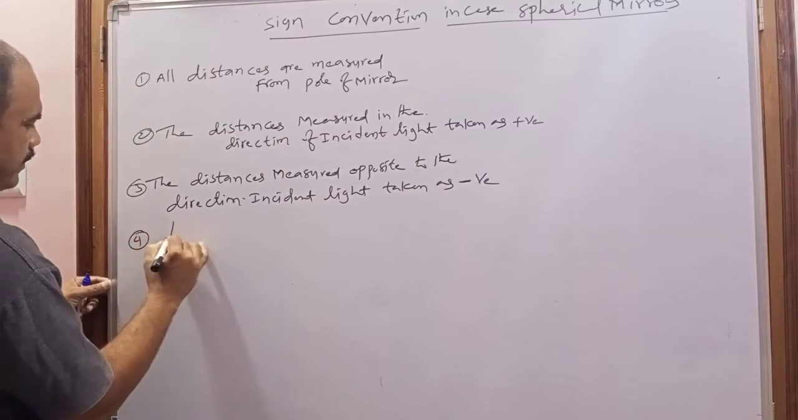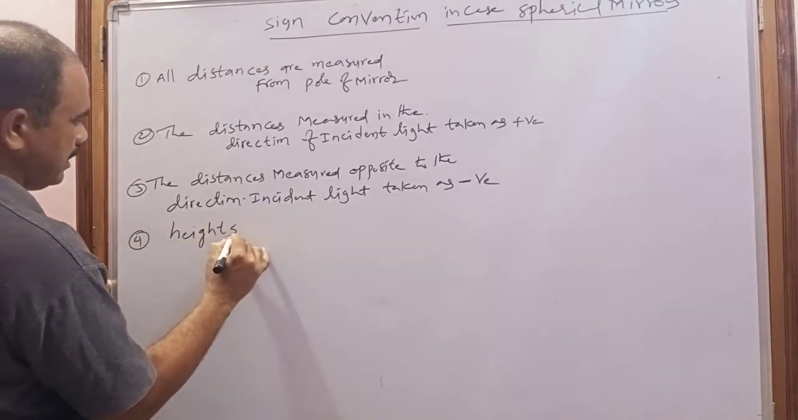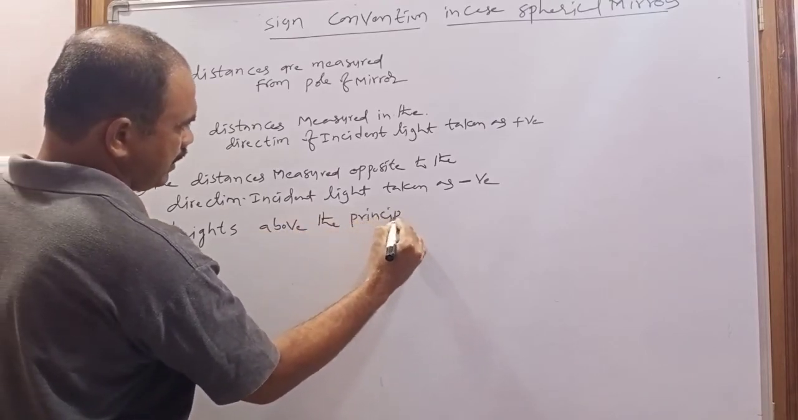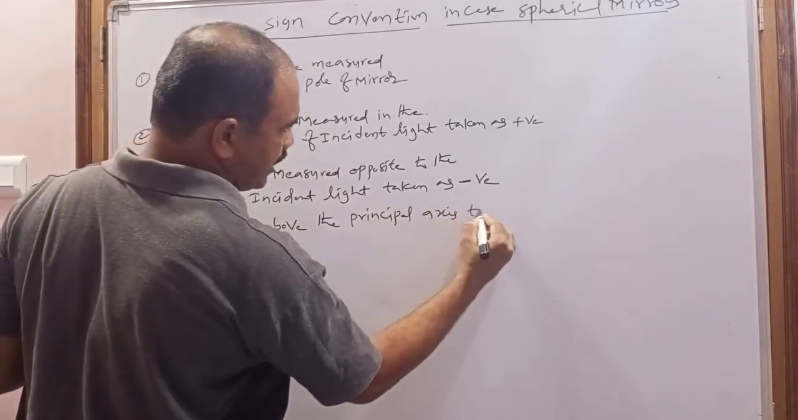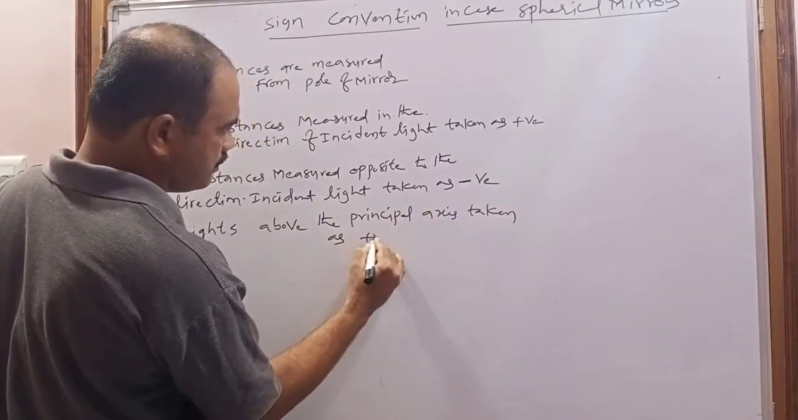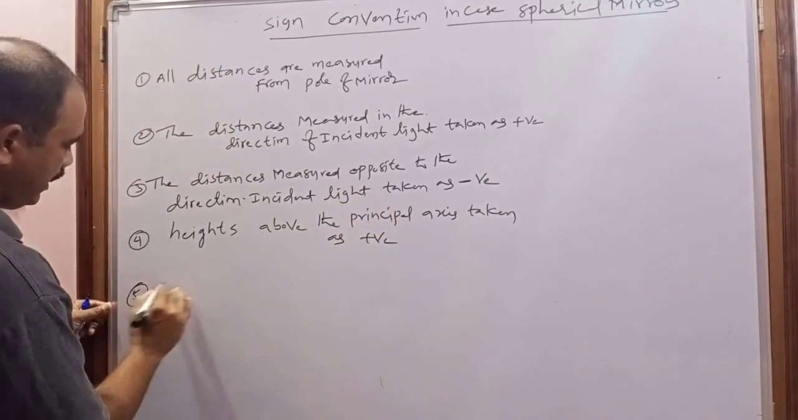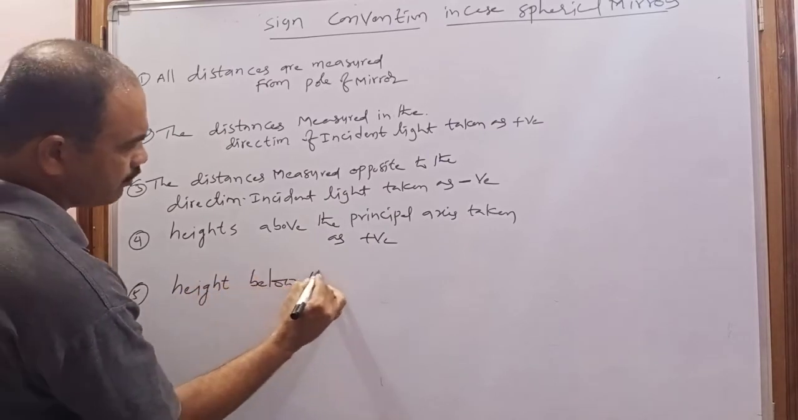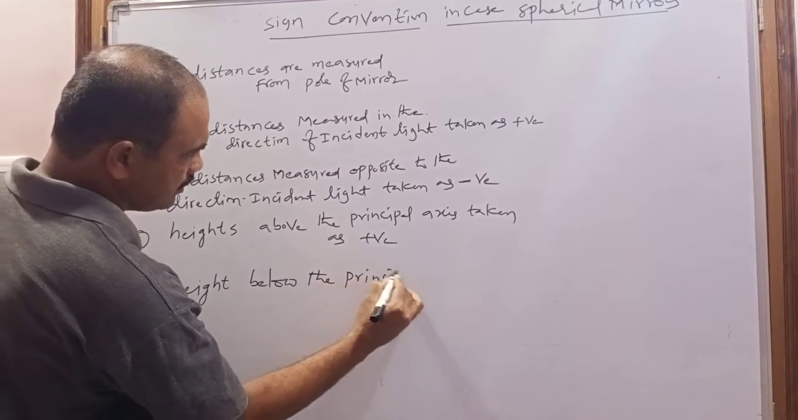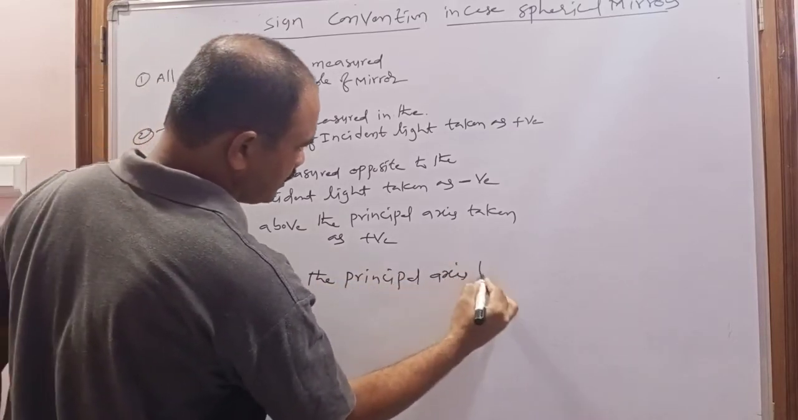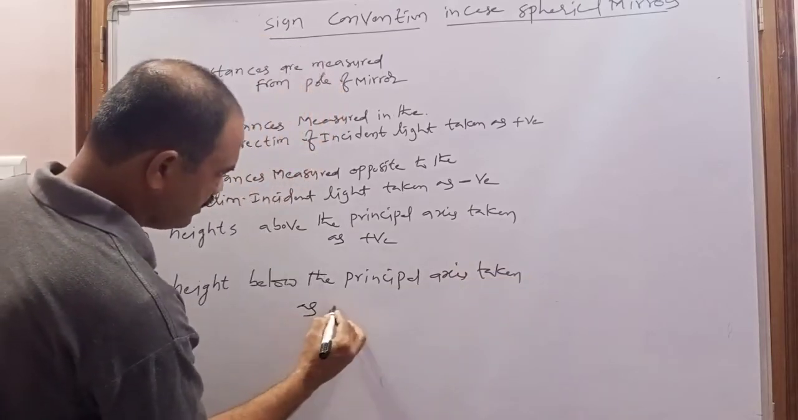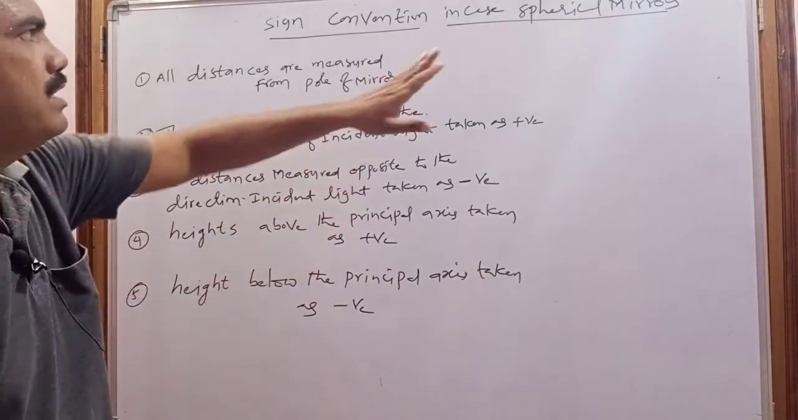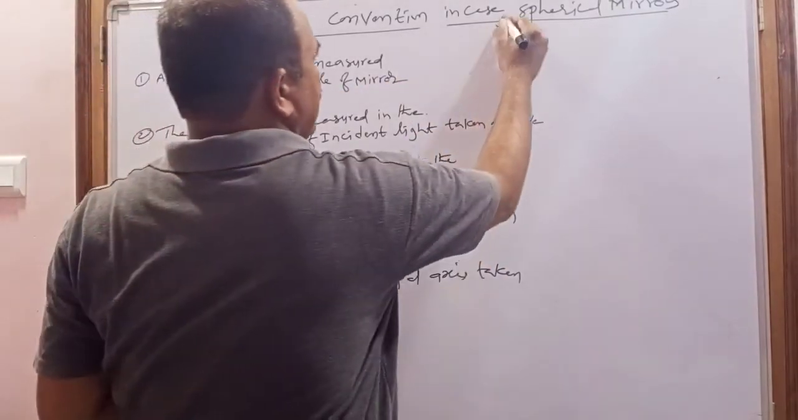And the fourth one: heights above the principal axis are taken as positive. And the fifth one: heights below the principal axis are taken as negative. So these are the five sign conventions followed in case of spherical mirrors.